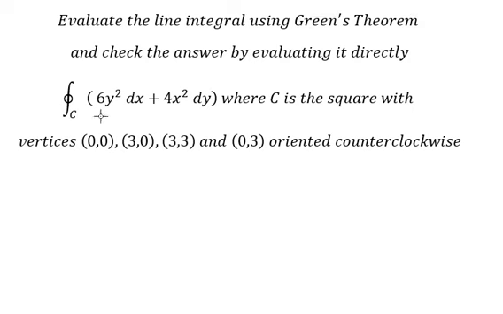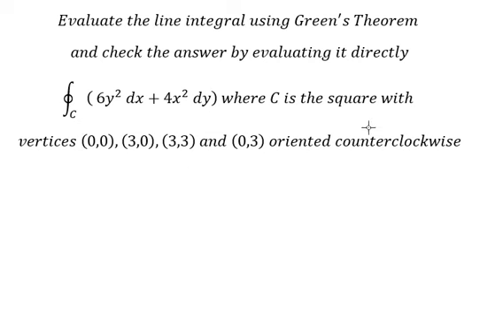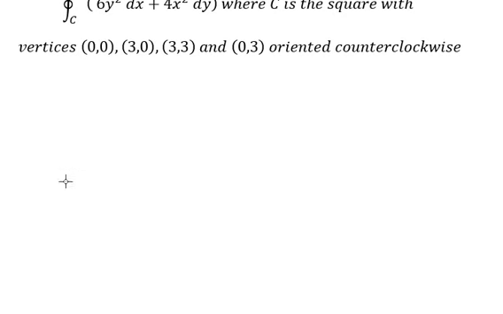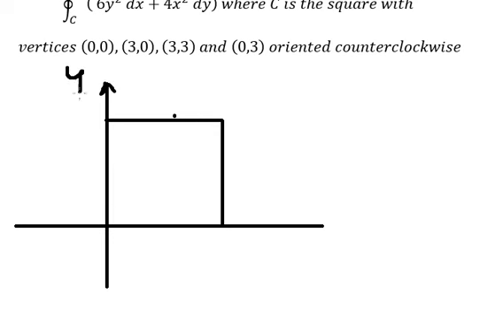The first thing we need to do is draw the diagram in here. So we have the square with 4 vertices. So they should be like this. So we have these points in here.